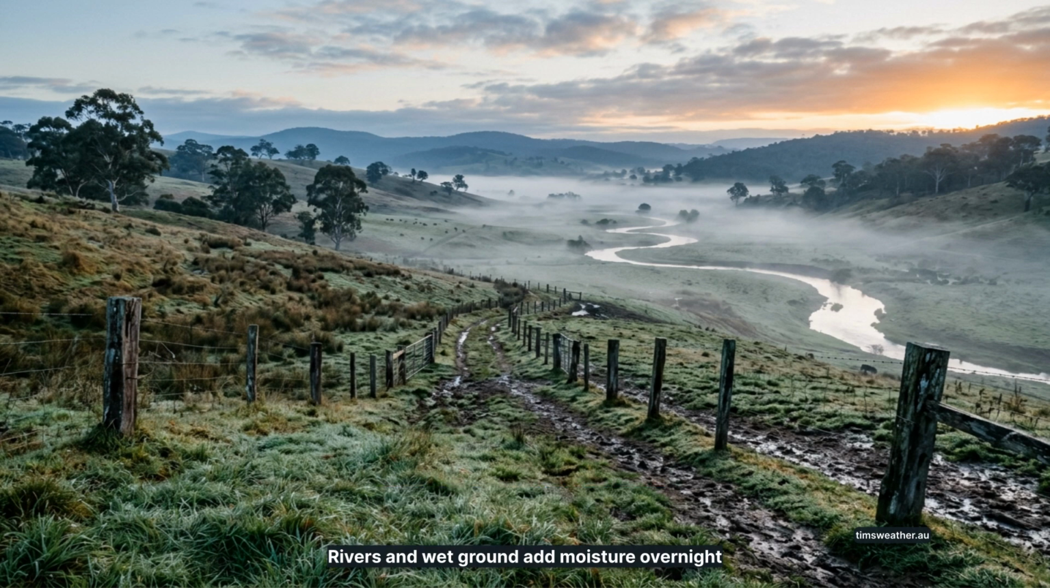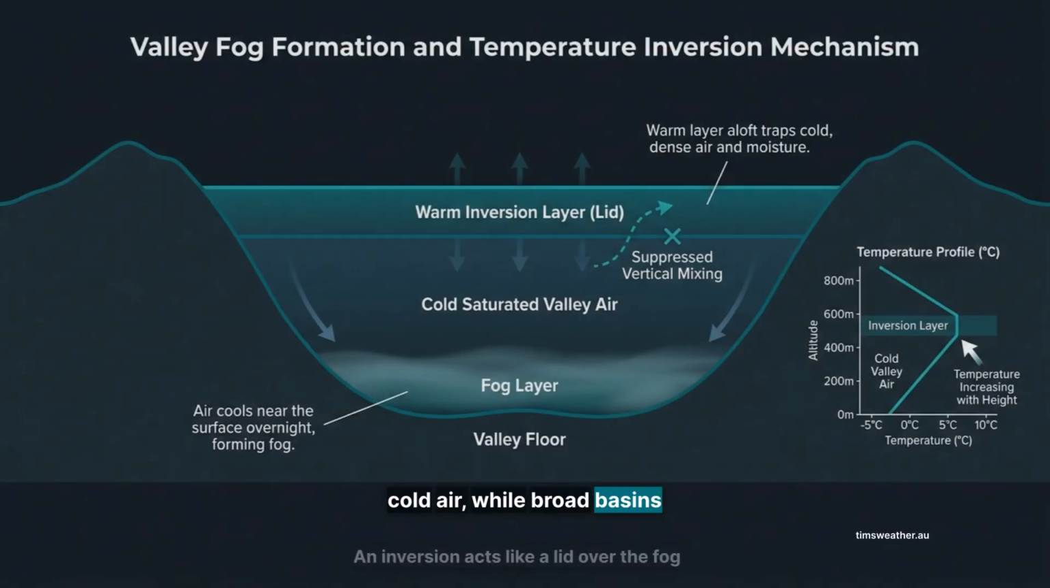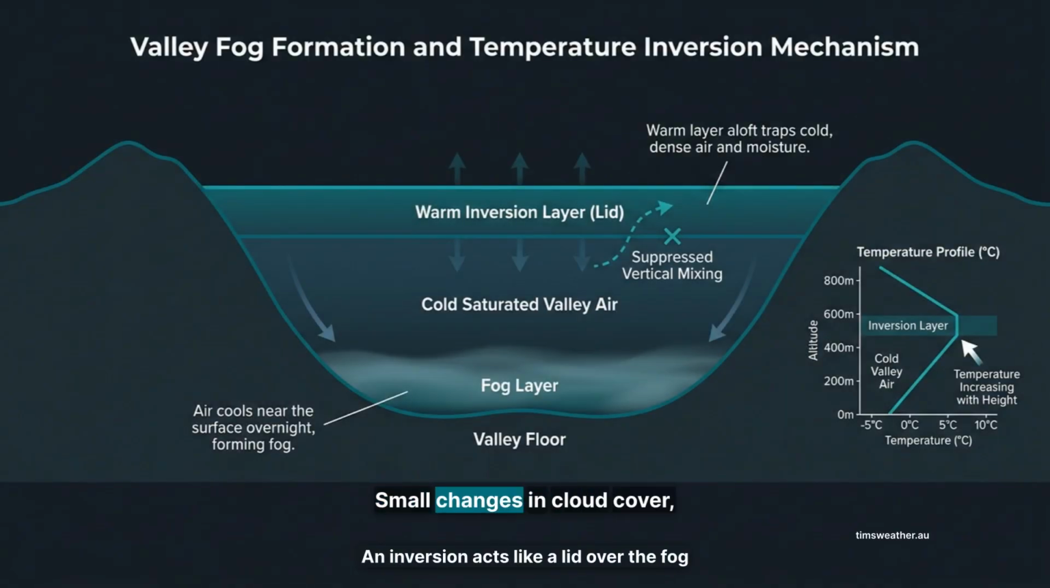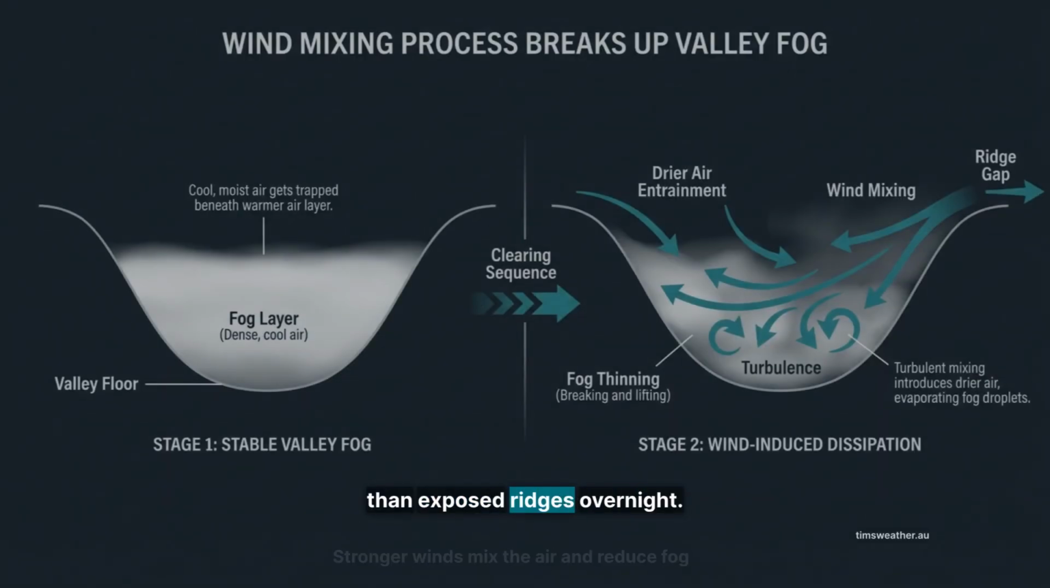Topography is the reason some spots fog up again and again. Narrow valleys can channel cold air, while broad basins can store it. Small changes in cloud cover, wind, soil moisture, or local terrain can decide whether a morning brings light mist, patchy fog, or a dense whiteout. Across parts of the Great Dividing Range, sheltered valleys often become colder than exposed ridges overnight.